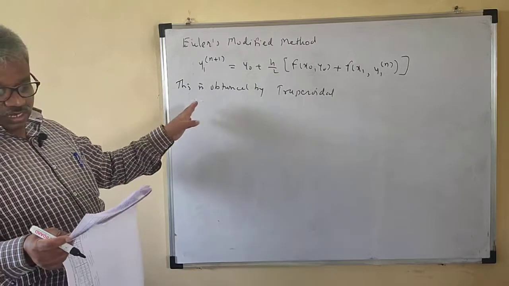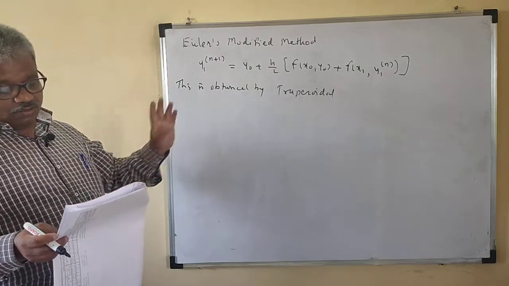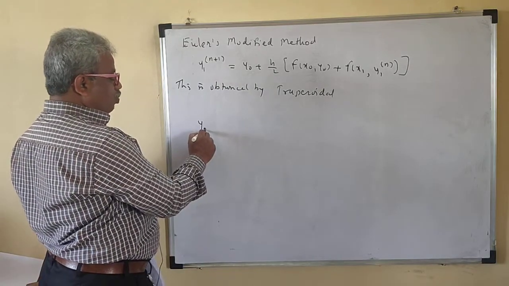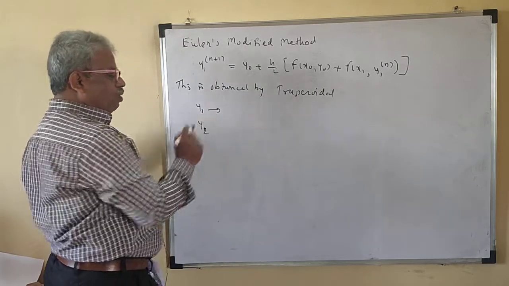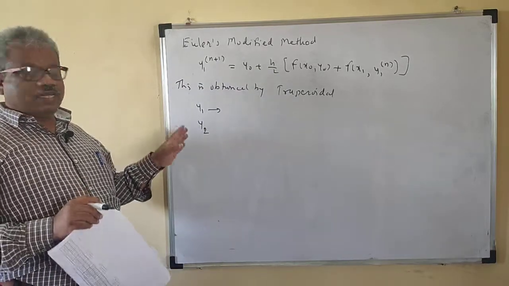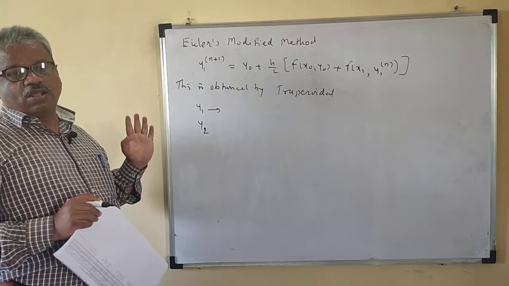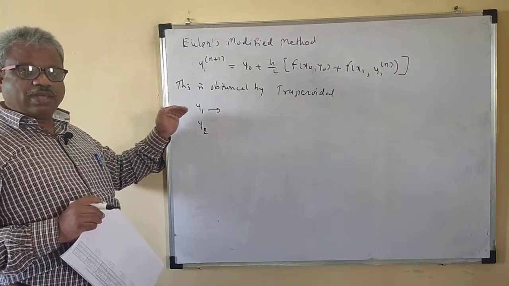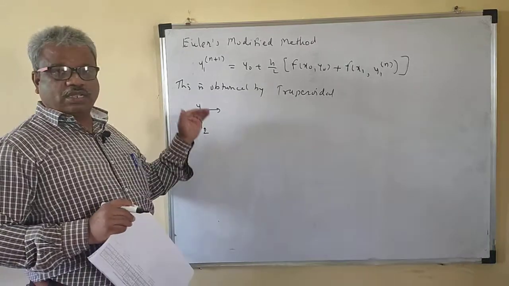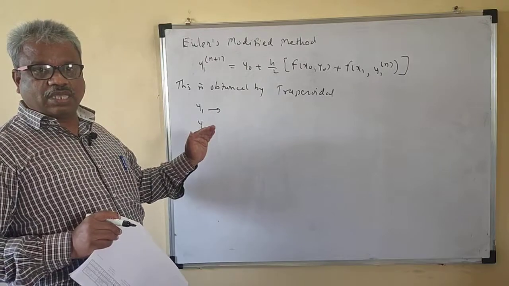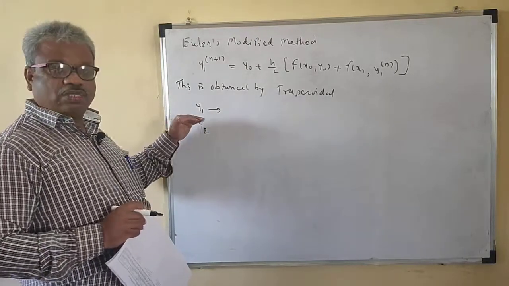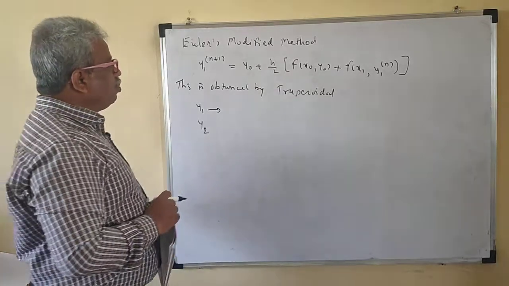This is very important: desired accuracy before proceeding to the next iteration. That means to find y2, you have to find a desired y1. You have to do a number of iterations on y1. Once we get the desired value of y1, then we can find y2. If you don't get the desired value of y1, you cannot find y2. So we need the desired accuracy for the previous root before finding the next approximation.